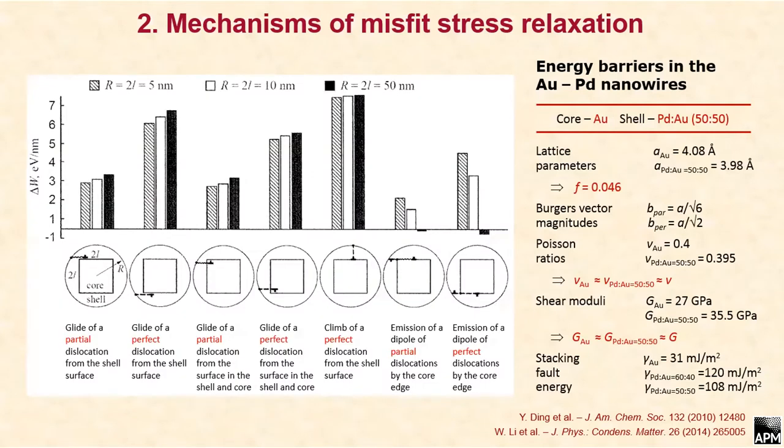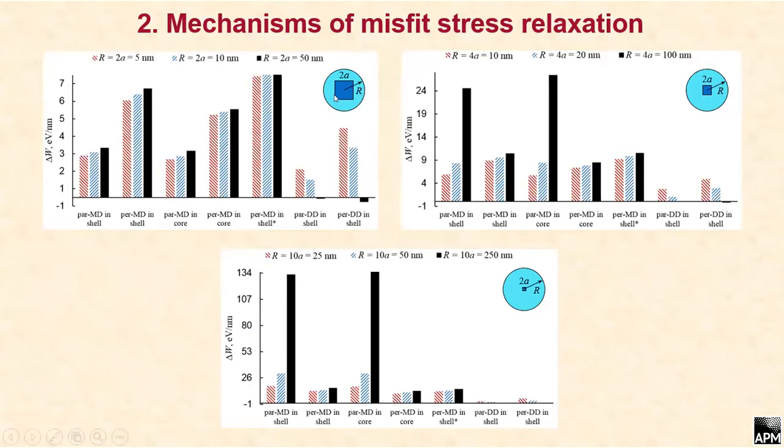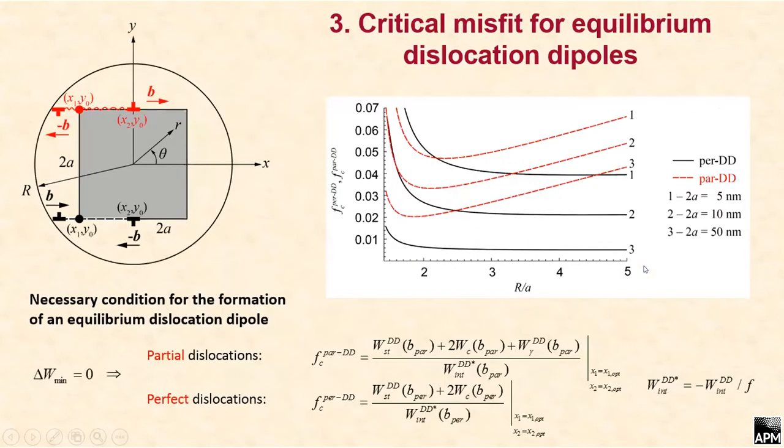After that, we analyzed the values of these energy barriers for different scenarios. We see here these two scenarios for the generation of dislocation dipoles. They give the smaller energy barriers for different values of the system size and also for different ratios of the cross size of the core and the shell. We see that this relationship is practically the same: dislocation dipoles remain the more preferable way of stress relaxation.